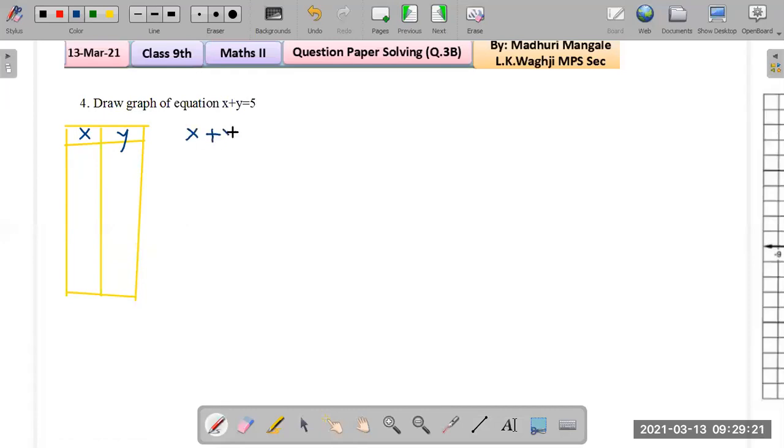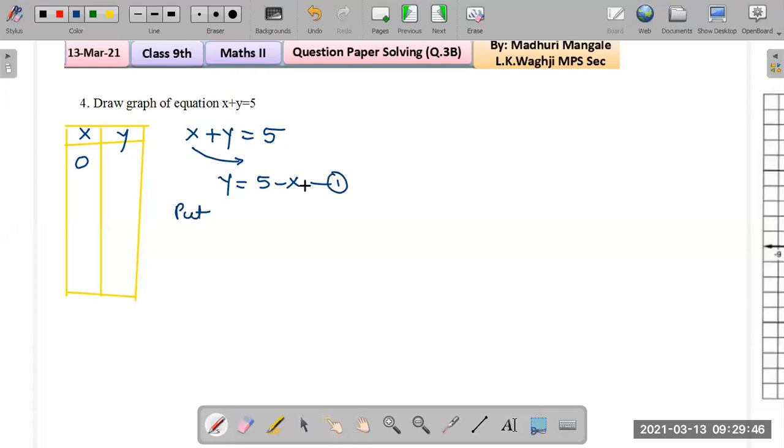So here we have x plus y equals to 5. Okay, keep y by itself, shift this x on the other side. What will happen? This plus x, that side it will become minus x. So y equals to 5 minus x. Now you substitute random values. Okay, let's say set x equals to 0. What will happen if you put x equals to 0?